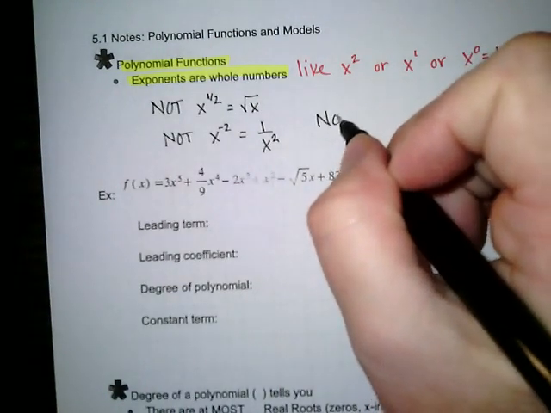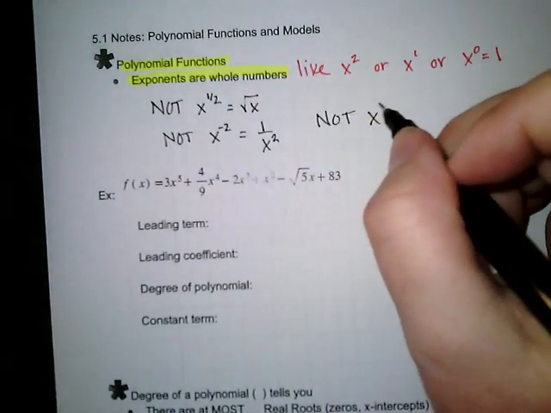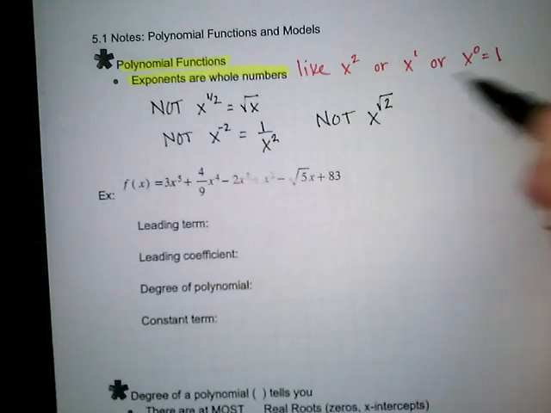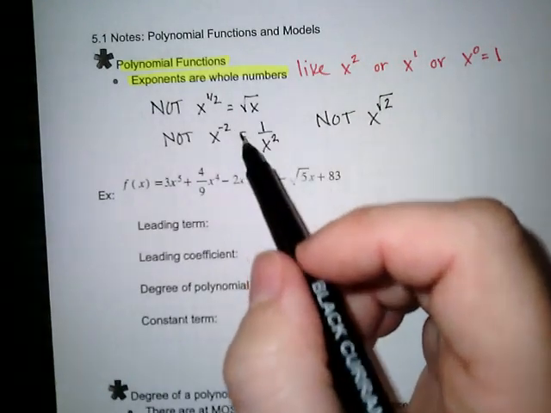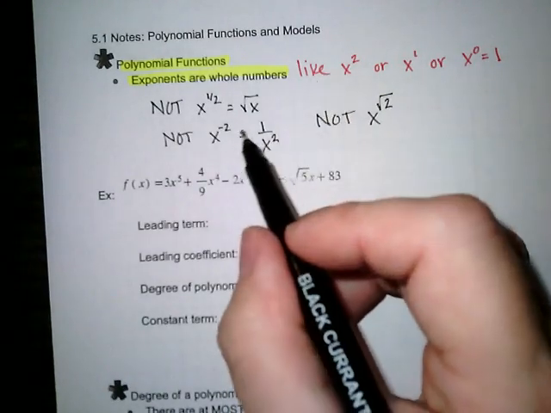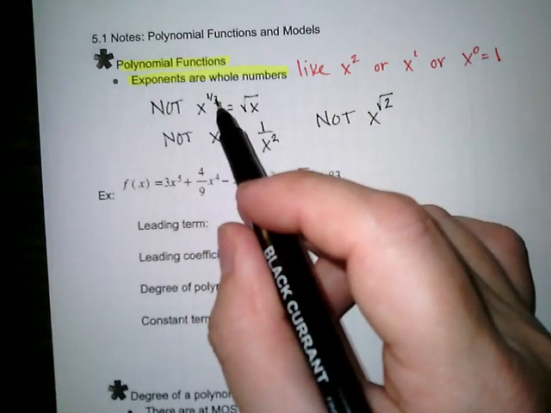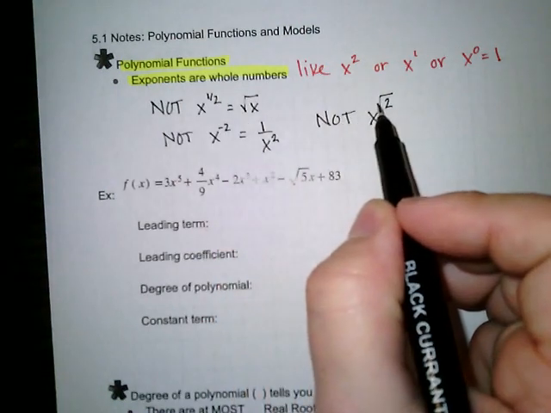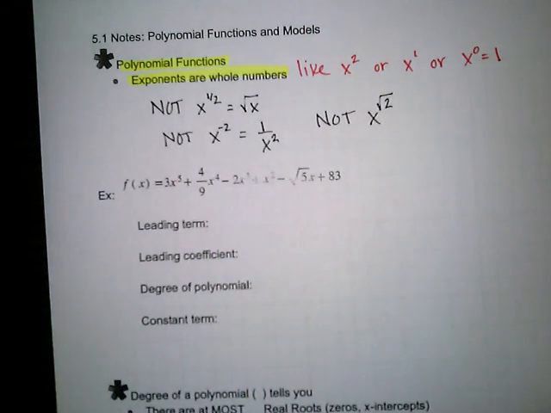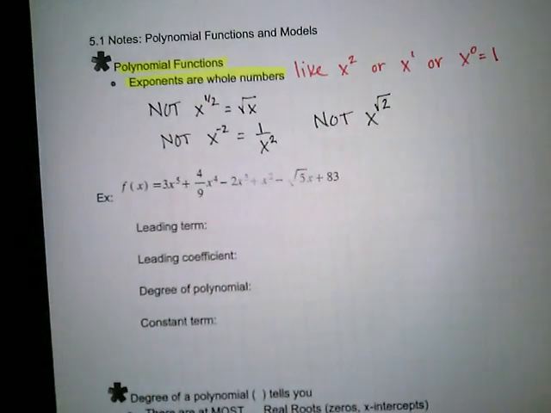We also can't have exponents that are like radicals. So they have to be whole numbers. They can't be integers, they can't be rational numbers, they can't be irrational numbers. So here's an example of a polynomial function.